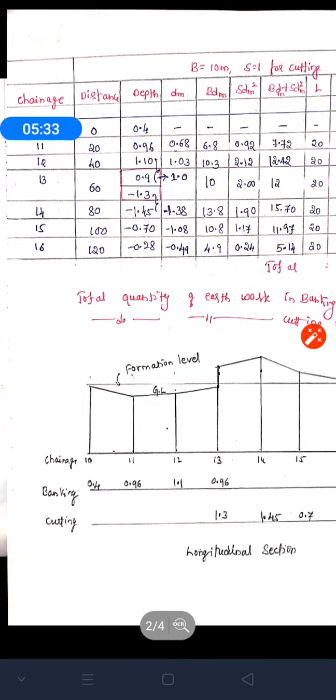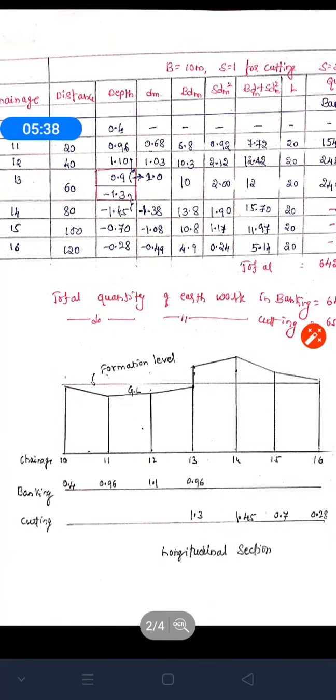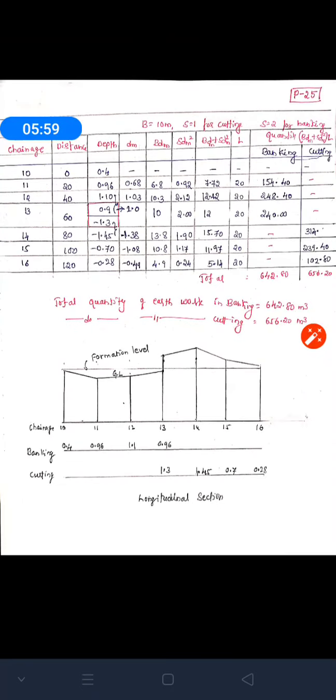One is chainage, second one is the distance, third one is the depth and mean depth, and the area of mid portion, that is b times d suffix m, and s times d suffix m square. D m square is nothing but the area of side slope. Then find out the total area. Now this is the total area. And next the length. Then after the length, we have quantity, that is banking and cutting.